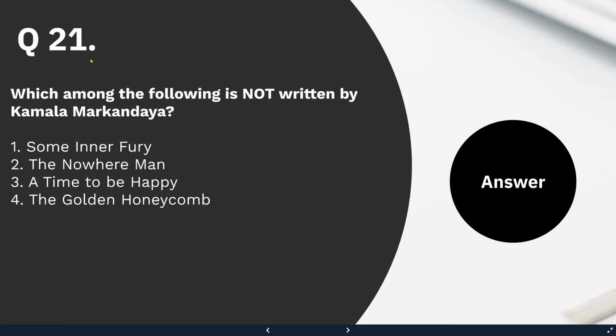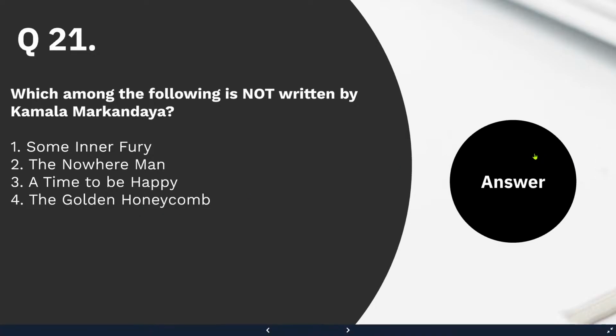So in question 21, the question says, which among the following is not written by Kamala Markandeya? So which one do you think is the answer? If you think it's Some Inner Fury, write 1 in the comment. And if you think it's The Nowhere Man, you can write in the comment. Remember, the question is which is not written by Kamala Markandeya. Third option, A Time to Be Happy, and the fourth is The Golden Honeycomb. So which answer do you think is correct? Write in the comment box.